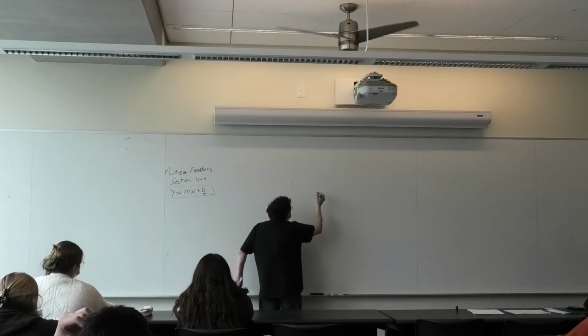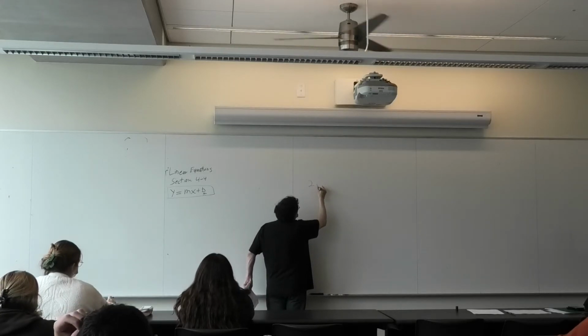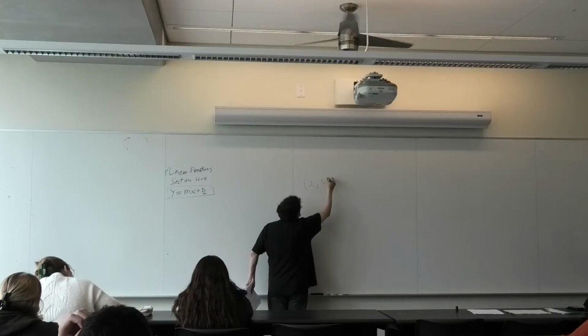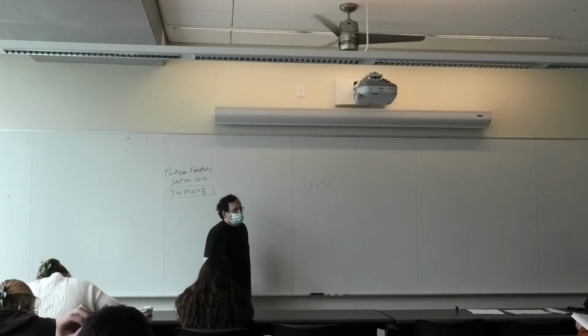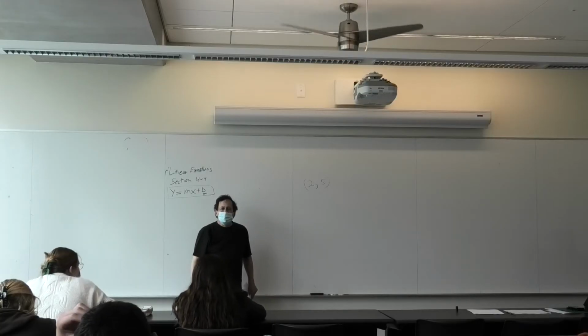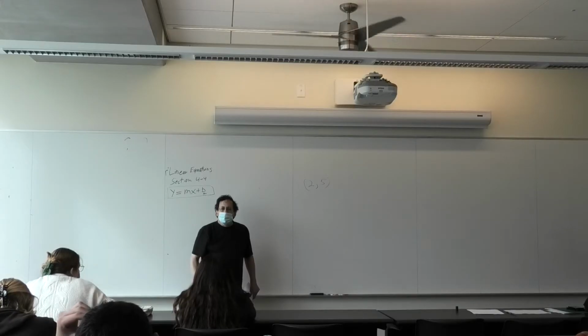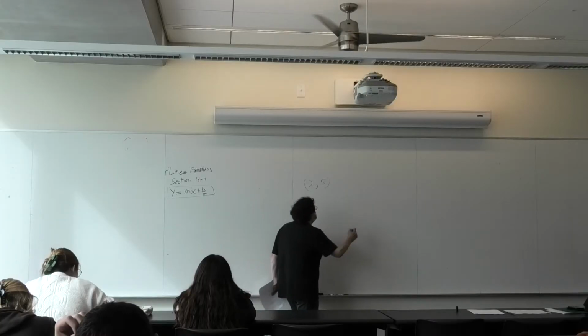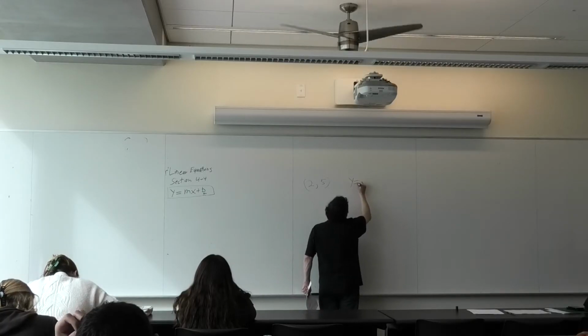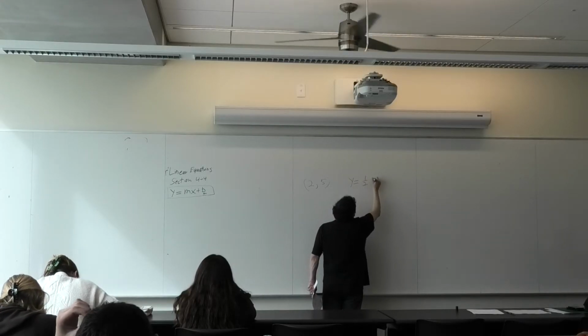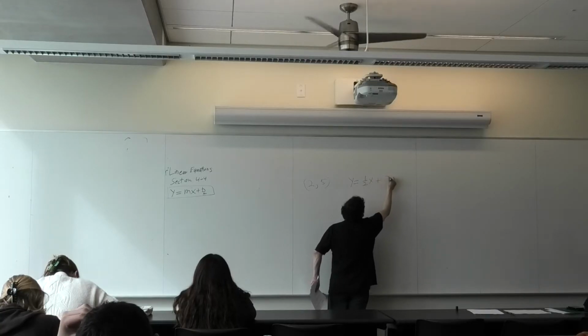So, we pick some point, (2, 5). So we're going to have a line that goes through (2, 5), but it's perpendicular to the line y equals 1/2 x plus 3.